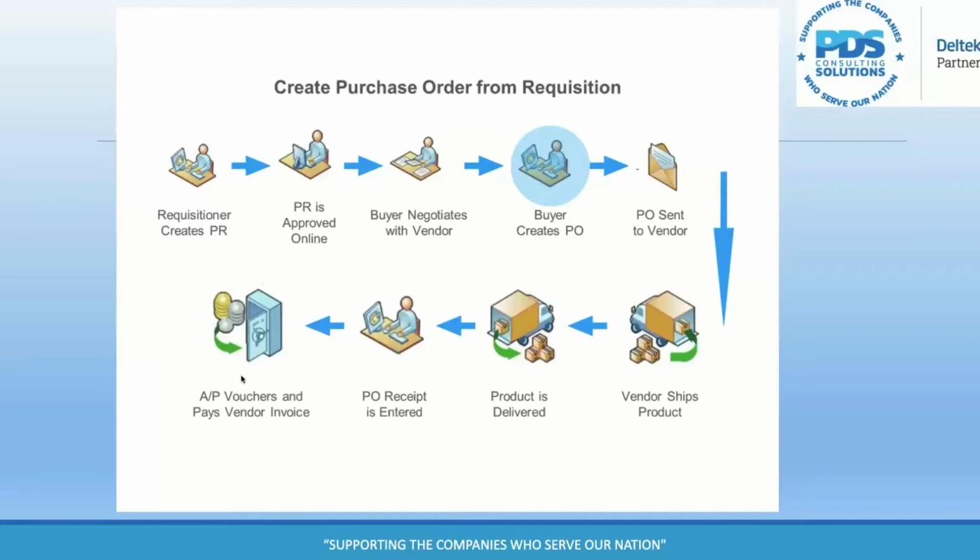And then it finally goes to accounts payable for the creation of a voucher in the system from the vendor invoice, and subsequent to that, cut a check and send the payment to the vendor, either through the mail or through an electronic file transfer. So that's the process as a whole. And we're going to focus just on this one little circle of how do we get the PO created from the requisition.